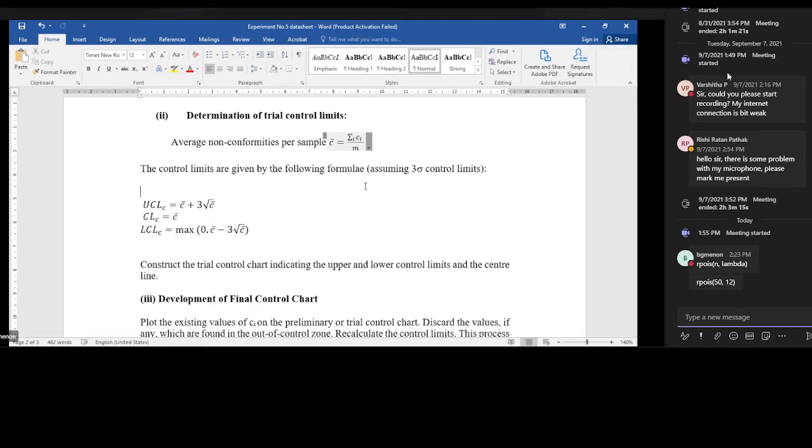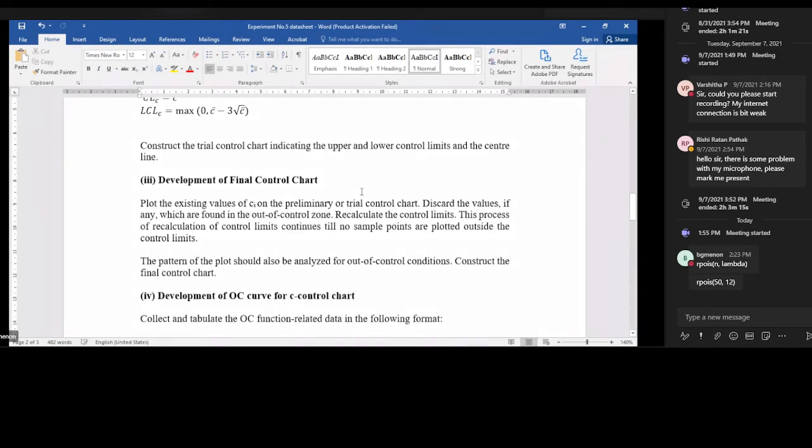Now you can see whether any points are out of control using the rules and other things you have already done. And if you find that some points are out of control or some pattern is there, you can remove those points, recalculate the control limits, and plot the revised control chart using the same formula. The only difference is that when you take the average number of defects or non-conformities, you have to account for how many points you have removed.